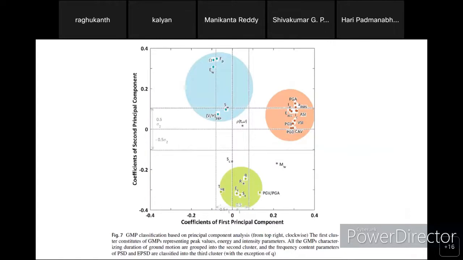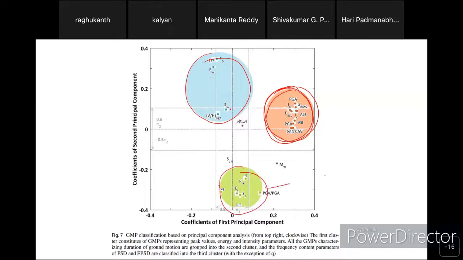And then if you plot them, you can nicely group all these parameters into 3 zones. Automatically, if you plot PC1 versus PC2, you can see PGA, RMS value, ASI, VSI, PGV, PGD, CAV, EAC, all of them very close to each other. So you can say they are in one group. Then you can have another group: V by H, energy, frequency, predominant frequency, then duration related parameters.